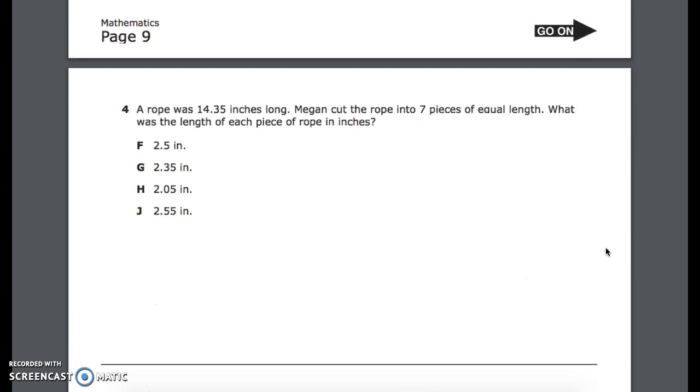Number 4. A rope was 14 3/5 inches long. Megan cut the rope into 7 pieces of equal length. What was the length of each piece of rope in inches? F. 2 5/10 inches, G. 2 3/5 inches, H. 2 5/100 inches, or J. 2 55/100 inches.